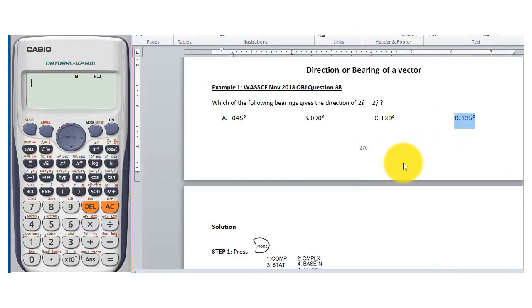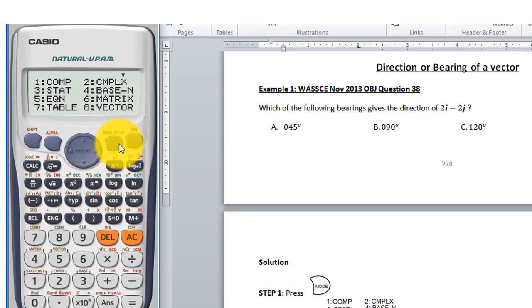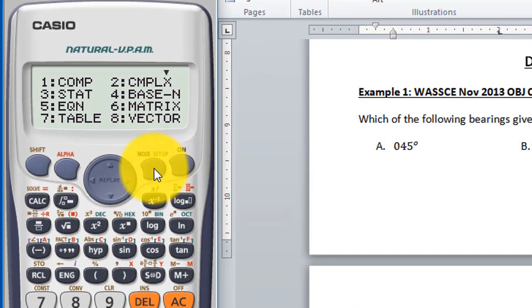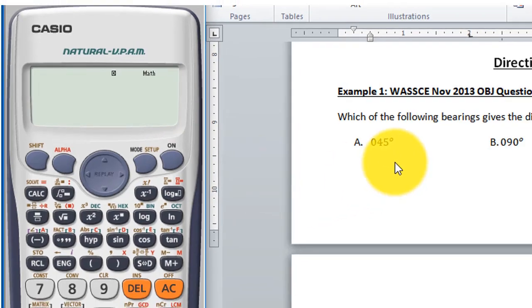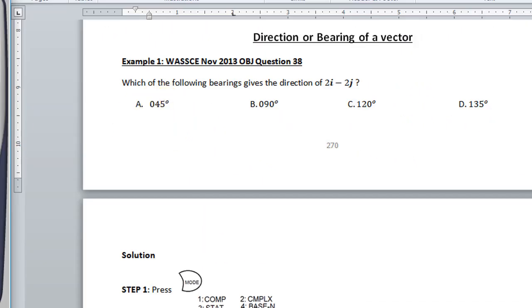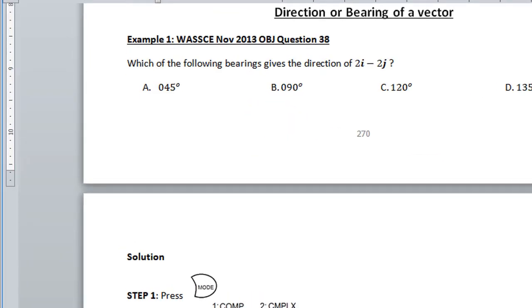The calculator has a mode for solving questions under vectors, that is the number 8, but we won't use the number 8 to solve this question. To find the bearing of a vector, the calculator has no option that gives that, so we will use another mode which is called the complex mode. The complex mode is used for complex numbers, but we will borrow it to solve questions under vectors. So let's start.